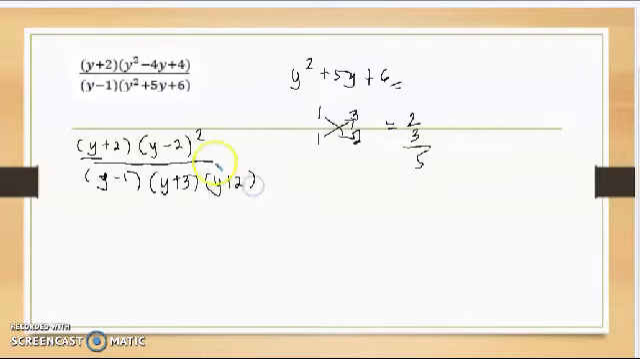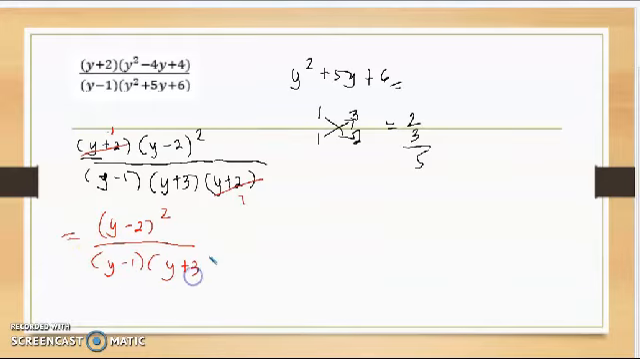plus 2. Again, cancel the common factor between the numerator and the denominator. So in this case, y plus 2 is common. So cancel y plus 2. And then, no more. Okay, so again, get the product of all remaining factors. So in the numerator, we have 1 times the square of y minus 2. So that is y minus 2 to the square. And then in the denominator, we have the quantity of y minus 1 times the quantity of y plus 3.